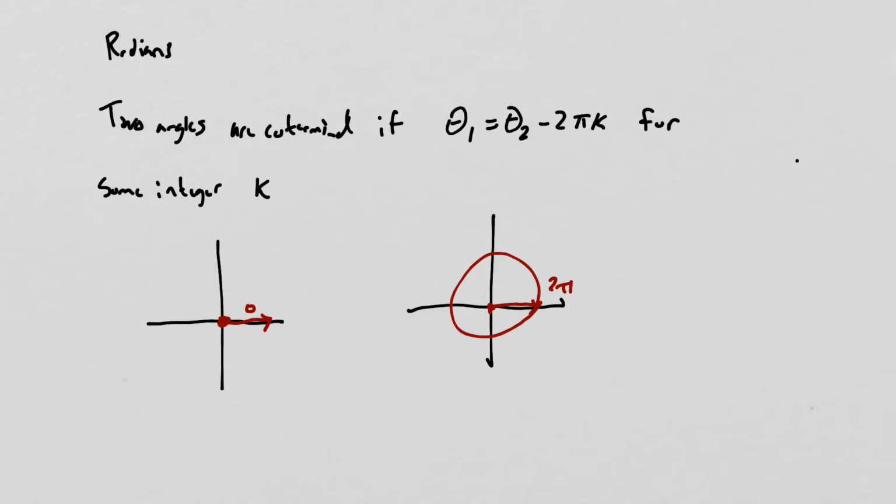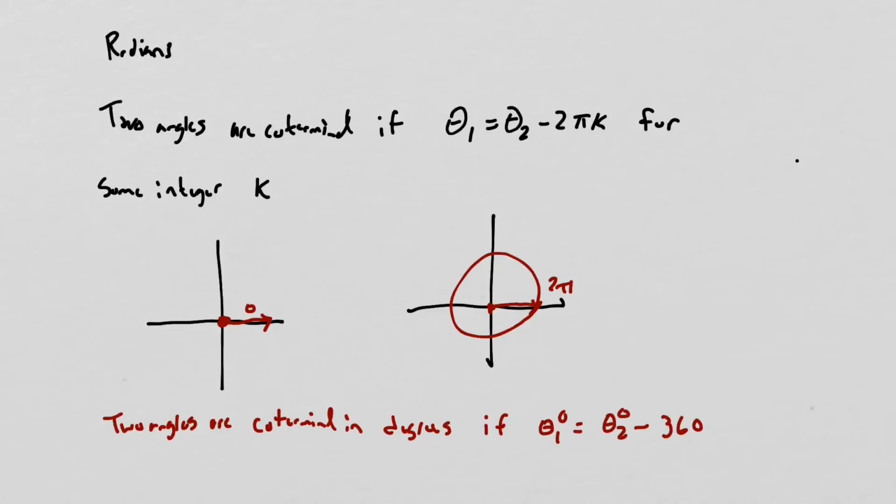We say that two angles are coterminal in terms of degrees if the following occurs. Again, angle 1 given by theta 1 in degrees is equal to angle 2, theta 2 in degrees, minus 360 degrees times k. Again, for some integer k.